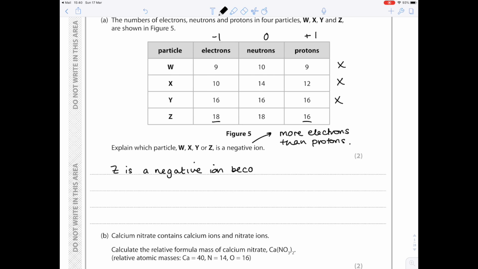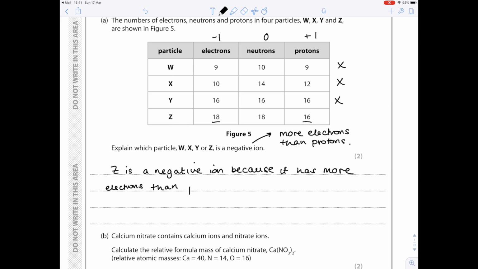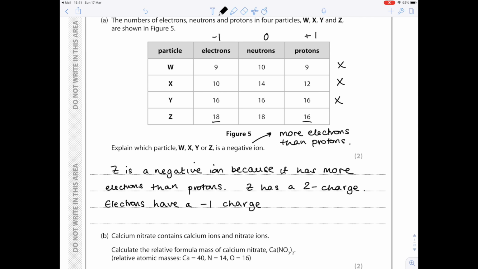Because, let's just give the reason I just said, it has more electrons than protons. And you can state that Z has a -2 charge. And as by way of final explanation, you could say that electrons have a negative charge, whereas protons have a +1 charge.